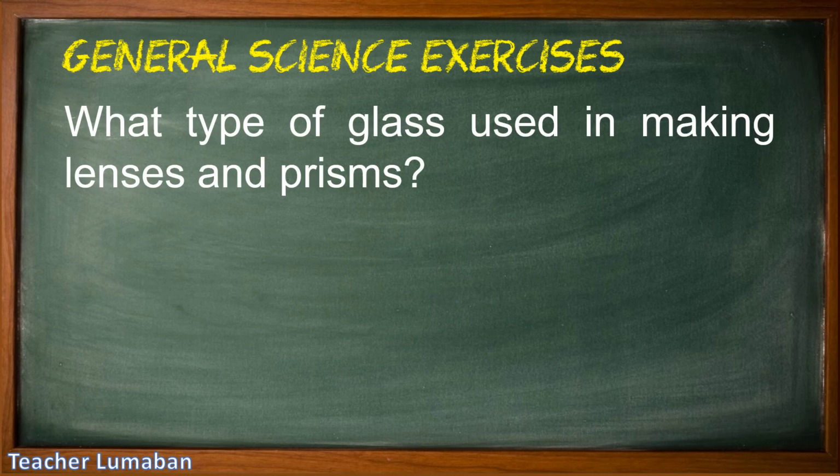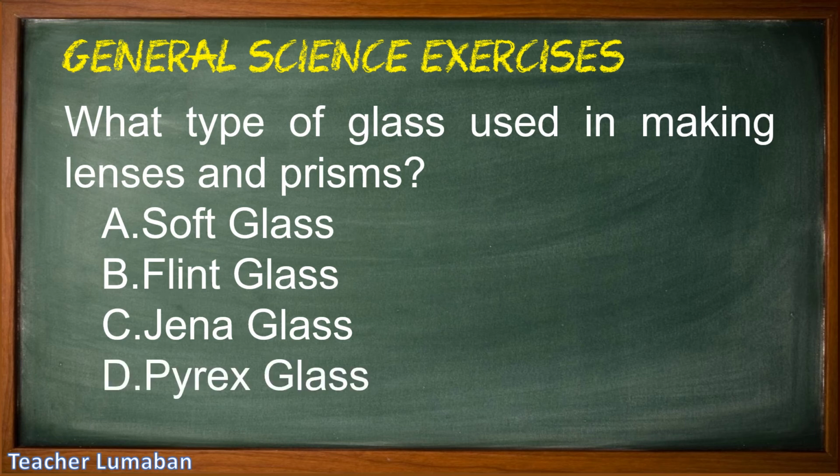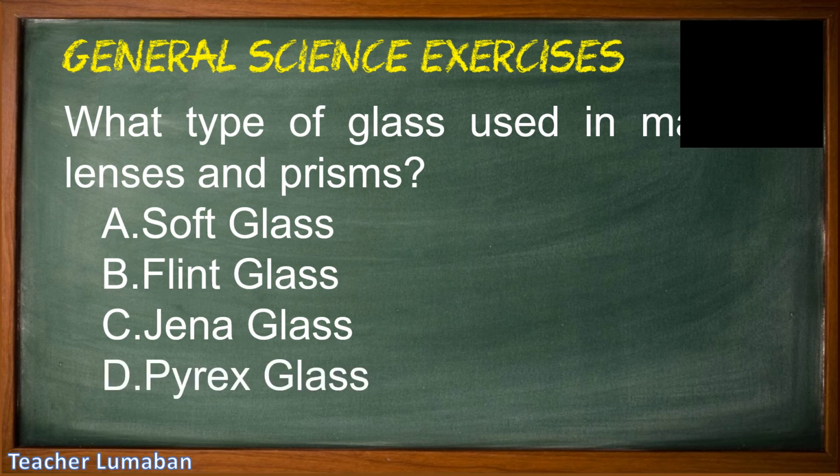What type of glass is used in making lenses and prisms? Letter A, soft glass. Letter B, flint glass. Letter C, Jena glass. Letter D, Pyrex glass. Choose the suitable answer to the following choices in 5 seconds.